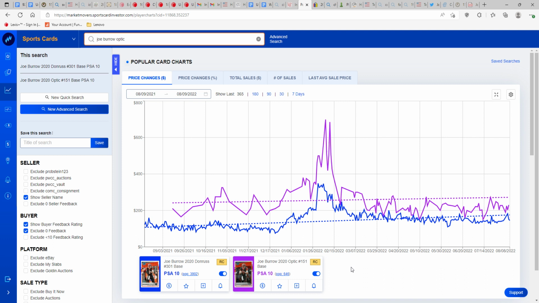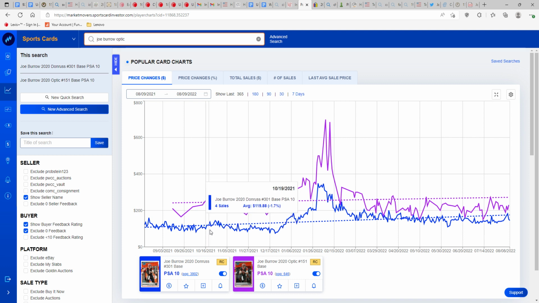But if we look at these graphs, we have the ability to see, on any given day when both of the cards sold, where were they trading relative to each other? What was the ratio? And so what we see when we look through here is, right here on October 13th of 2021, we have 4 sales of the Donruss base and we have 1 sale of the Optic base. And what we see here is that the Optic base traded at about 2.3 times the value of the Donruss base.